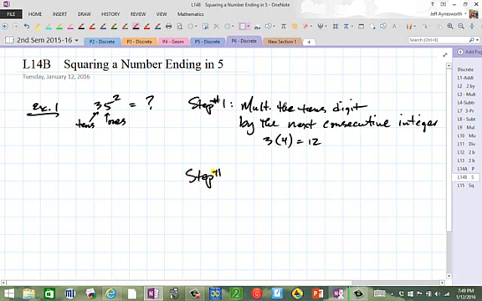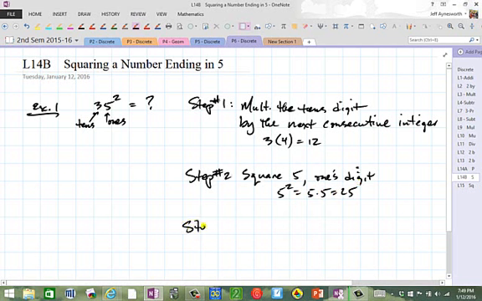Step two, we're going to take 5, which is the ones digit here. We're going to square the ones digit. So square 5, which is the ones digit. You should know that. 5 squared is 5 times 5, or 25. That's easy. So there's your step two.